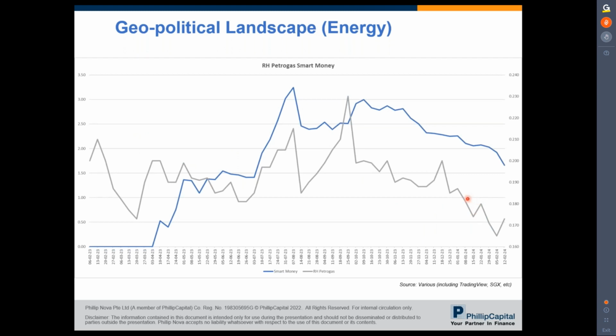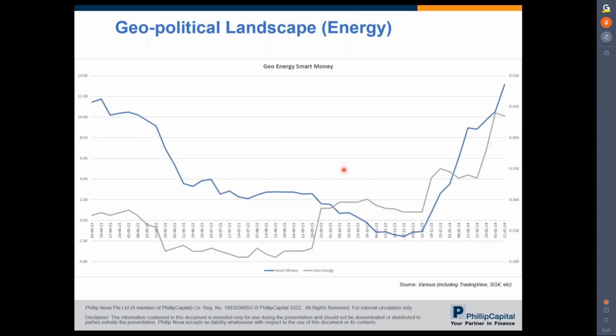The next stock, RH Petrogas, ticker T13. The company is engaged in the exploration and production of oil and gas in Indonesia. Similarly, from July to now, smart money has been selling. So far, no opportunity for this stock as well.